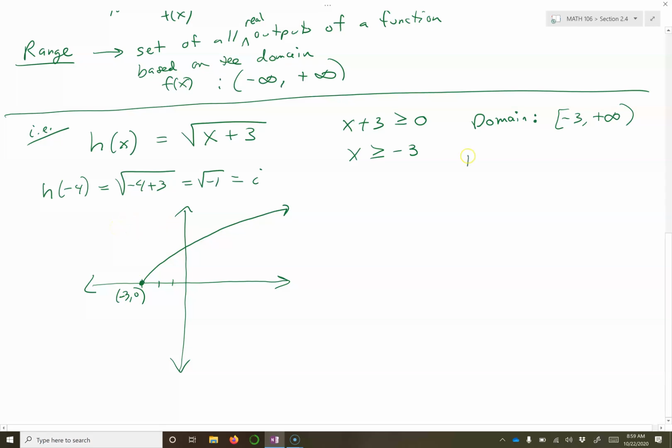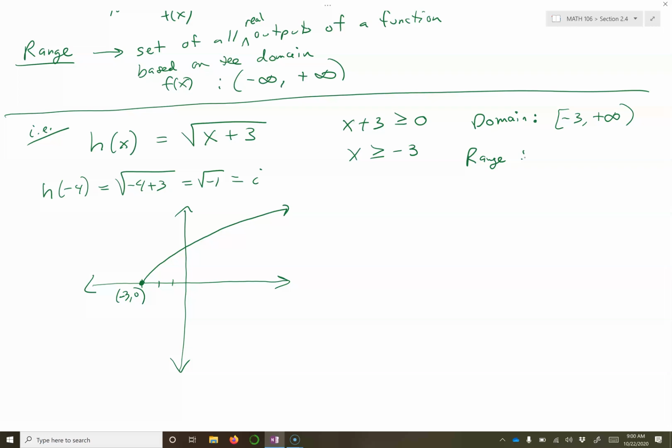So range here, somebody take a stab at it. What's going to be the range of this? Again, it's all the y values from the plot, and that really is all of the outputs of the function. What's the smallest y value on this graph? Yeah, that's an x value. What about y? Well, what's the y value at that location? Okay, 0. So that's the lowest, right?